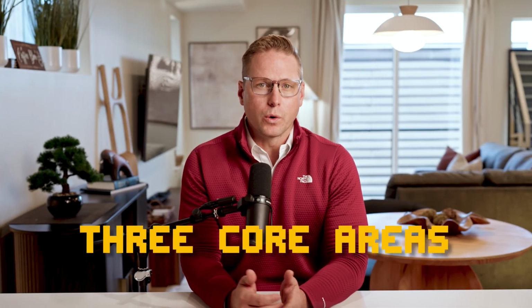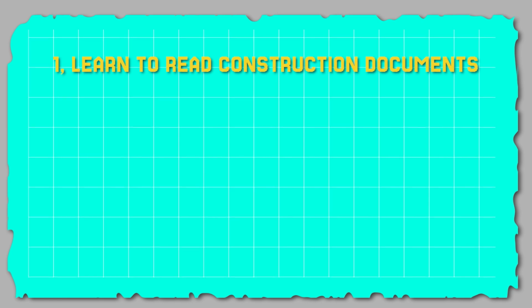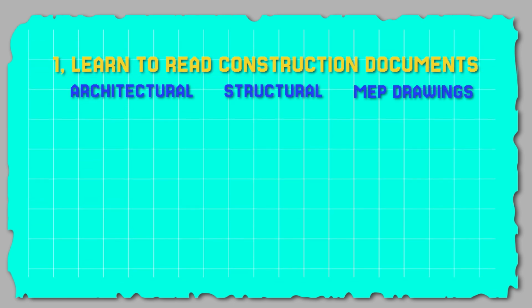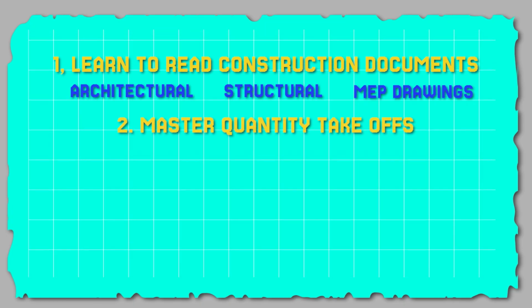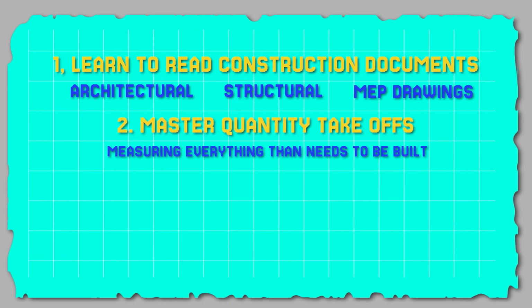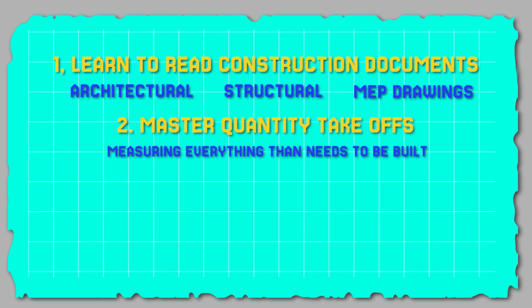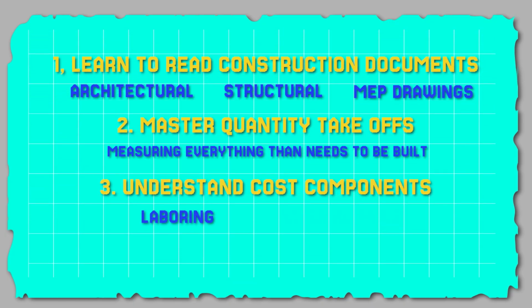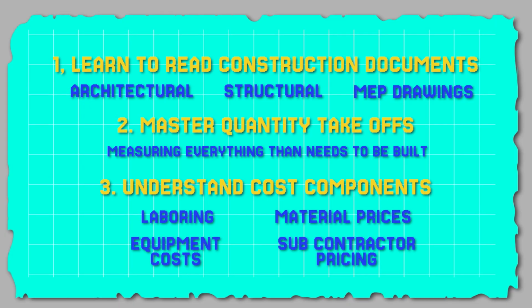Construction estimating isn't like biology where you mainly memorize vocabulary terms. You actually have to shift your mindset from passive consumer to active problem solver. You need to understand 3 core areas. First, learn to read construction documents, architectural, structural, and MEP drawings plus their specifications. Second, master quantity takeoffs, which means measuring everything that needs to be built from the plans. Third, understand cost components like labor rates, material prices, equipment costs, and subcontractor pricing.